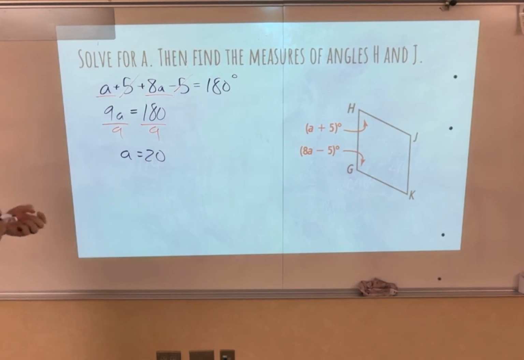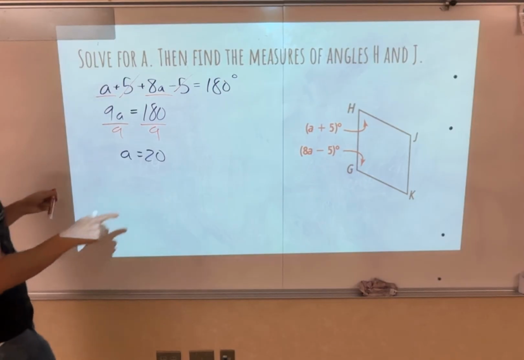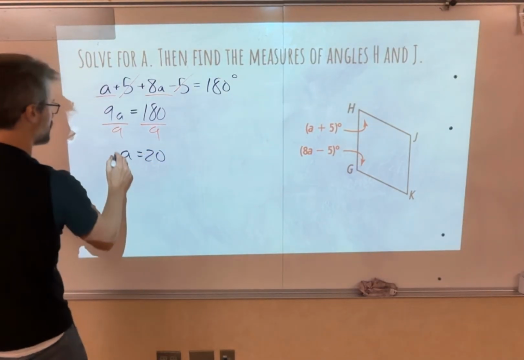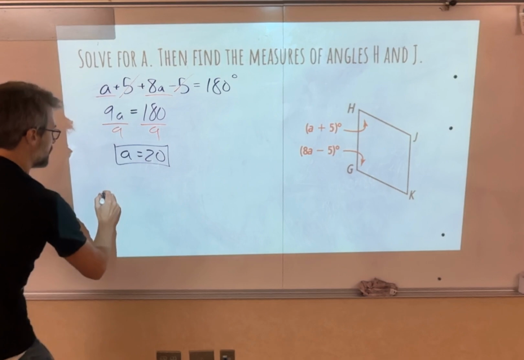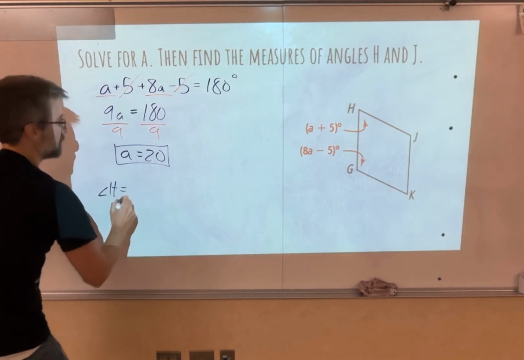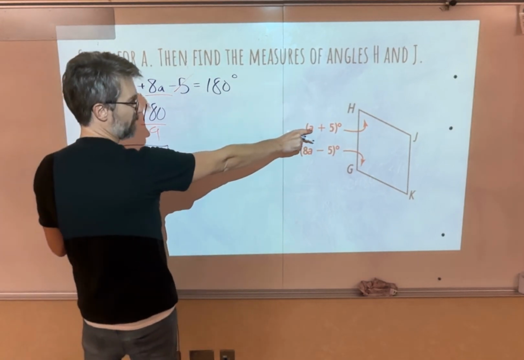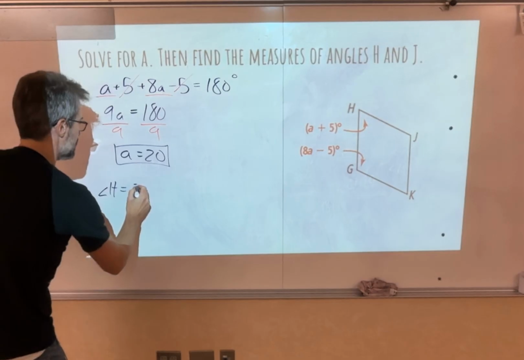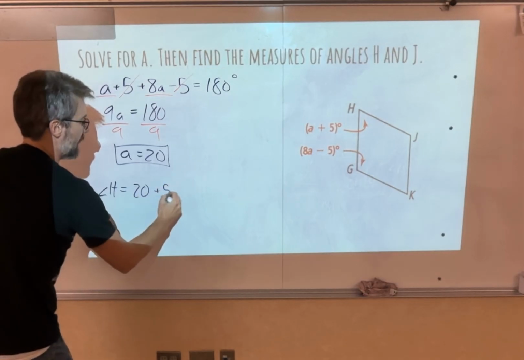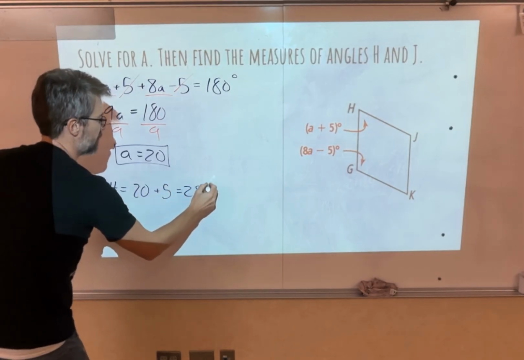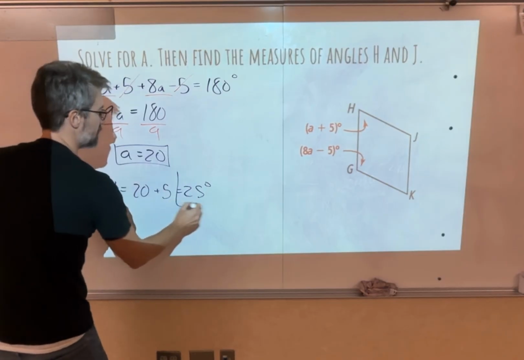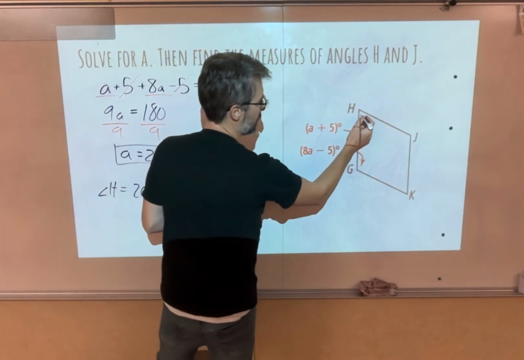So now I just have to plug this stuff in to find angle H. So there is A, angle H. I just have to plug 20 in for A, so that's going to be 20 plus 5, which is 25 degrees. Right, so this is 25 degrees.